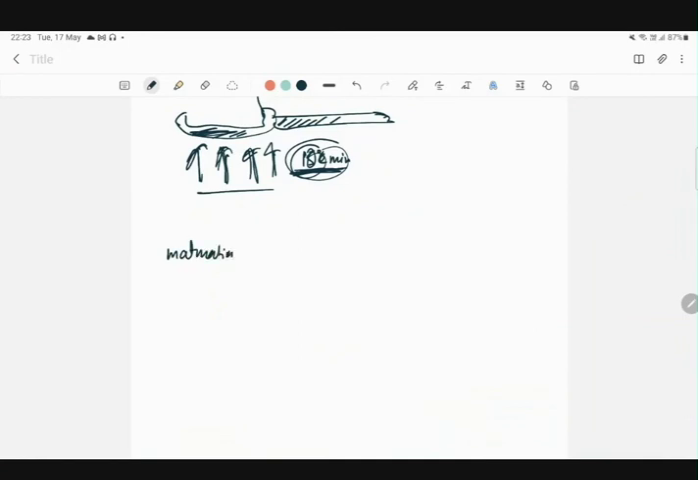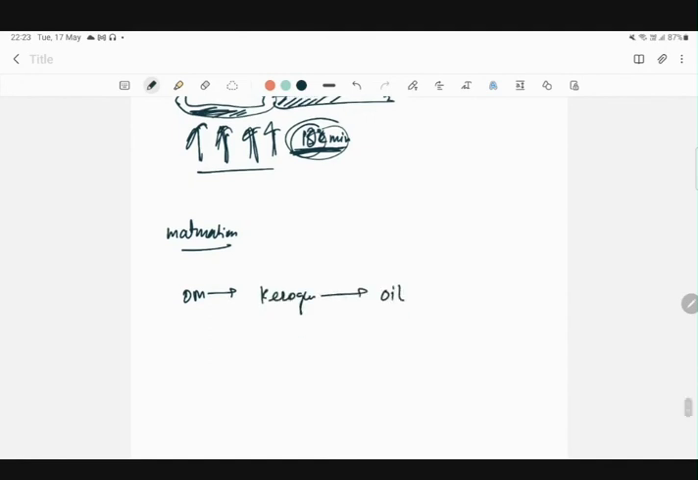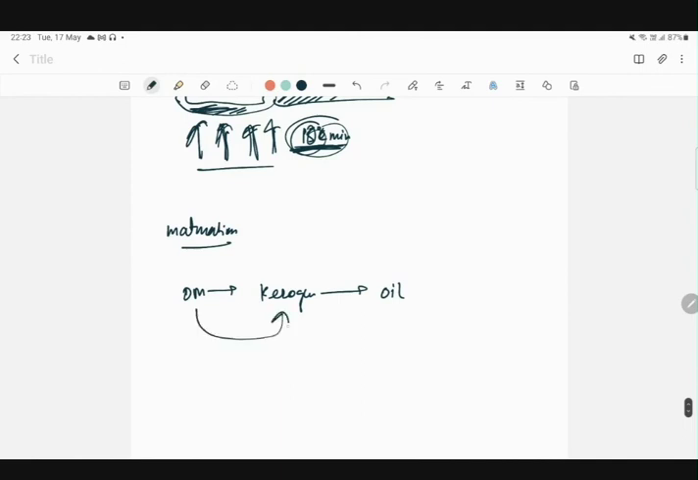So for this thing, maturation, firstly we have organic matter, then we have kerogen, and then we have oil. For the conversion of organic matter to kerogen, a lot of processes are involved. First is diagenesis. And for the formation of oil from kerogen, the process involved is catagenesis.